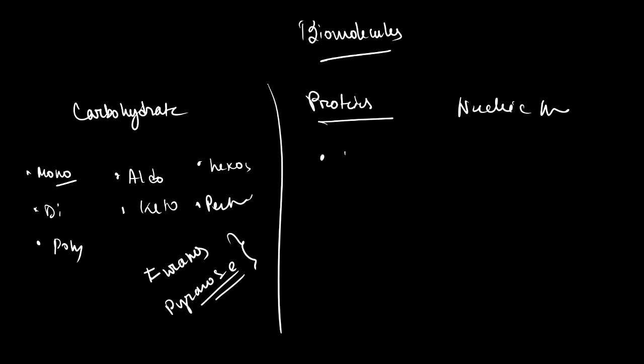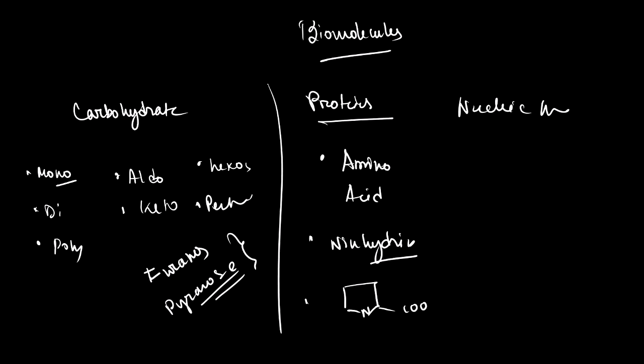The building molecules of protein are amino acids, and we have various amino acids, which can be tested by the Ninhydrin test to identify the amino acid. In the case of amino acids, one special amino acid is proline, which is a cyclic amino acid where the nitrogen is present in the cycle, a heterocycle.